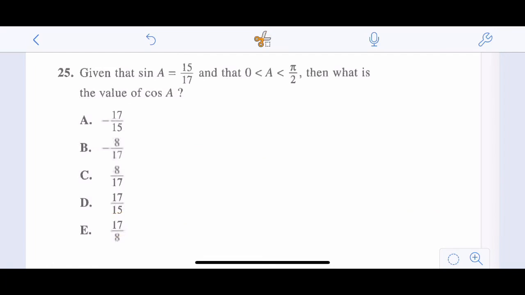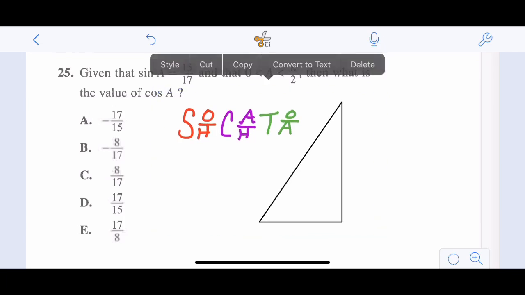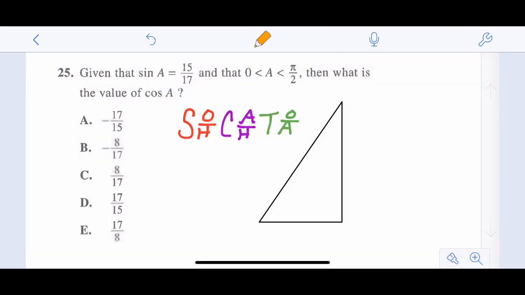Sine of A is 15 over 17, and A is greater than 0 and less than pi over 2, which is 90 degrees. Then what is the value of cosine of A? Okay, so we're going to use SOHCAHTOA. So sine is opposite over hypotenuse. So our hypotenuse, we know, is going to be 17. And opposite, we'll just say opposite of this angle is 15.